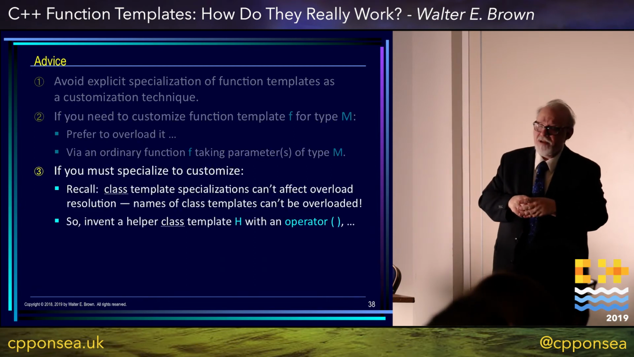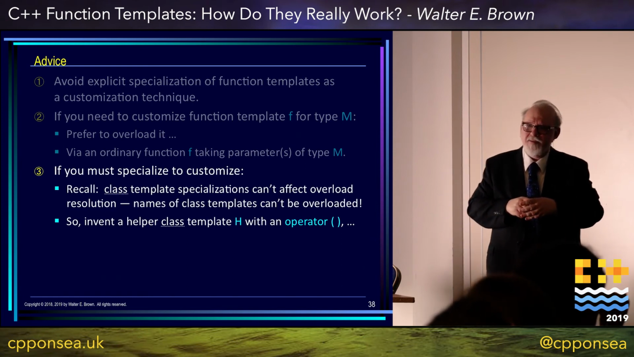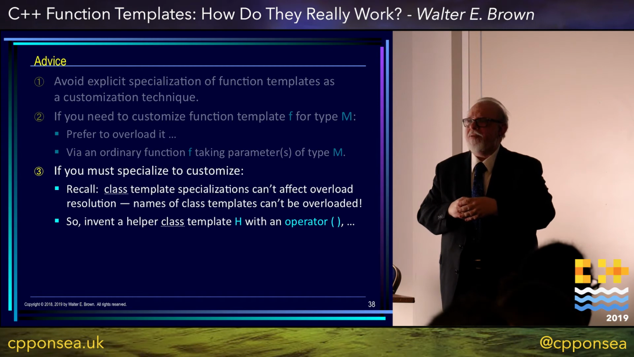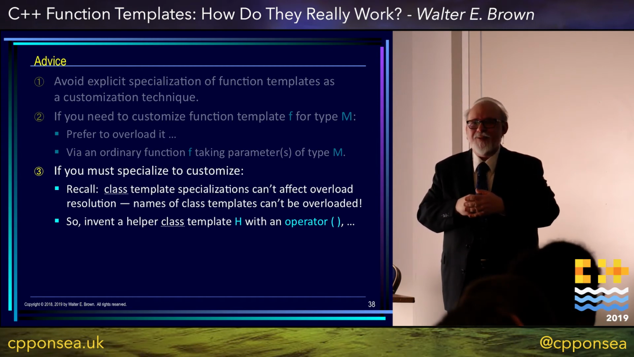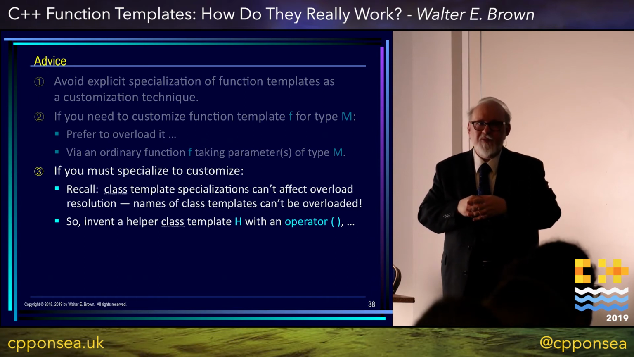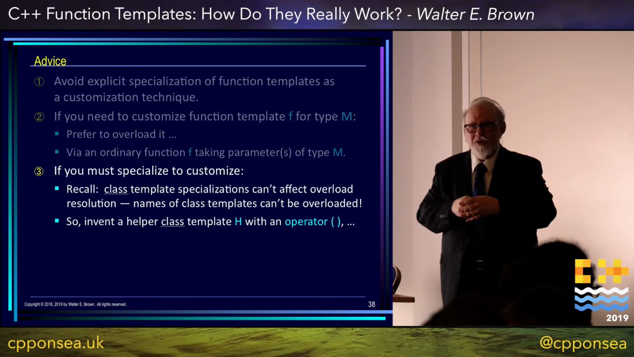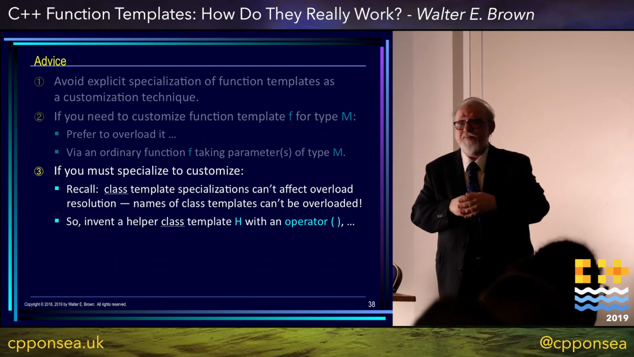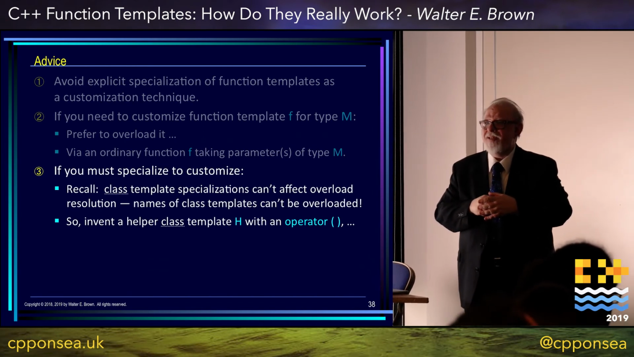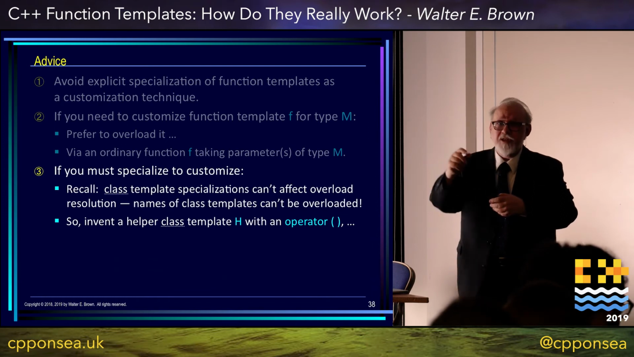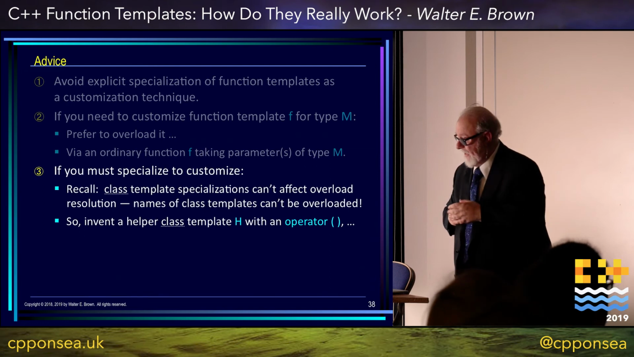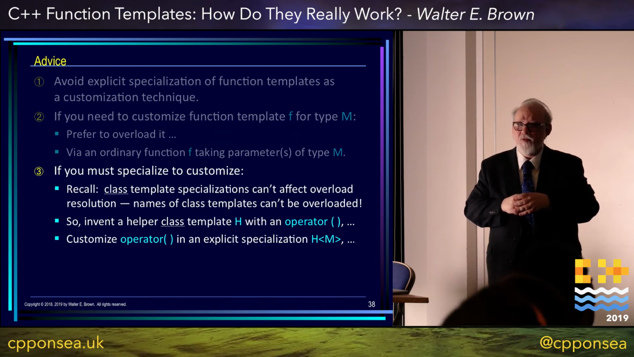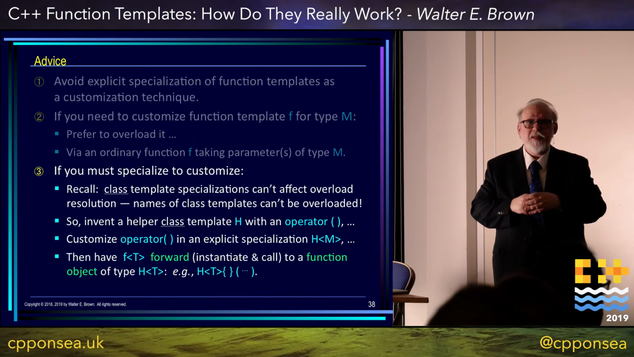If you must specialize, keep in mind that the advice about explicit specializations does not apply to class templates. Class templates don't overload, so there's no reason to avoid explicit specialization of class templates. They don't work the same way. There's no overloading involved. So do the specialization, do all the work using class templates that are function objects when instantiated, and then write your function template simply to forward to that class template. And that just works. Customize the operator parens in the class template, and that's going to work just fine for you. And it would look approximately like that.